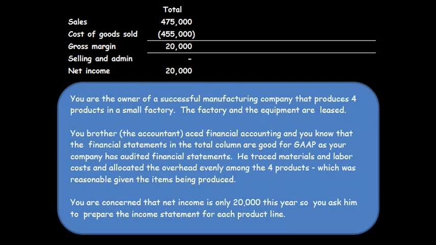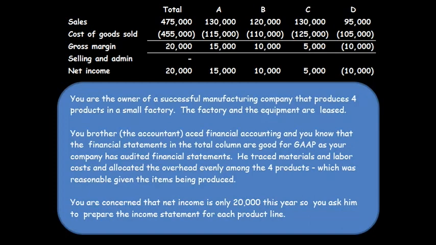Your brother runs some numbers, and he comes back with a perfectly presented summary of net income by each of the 4 products. Let's take a look at it. Here it is. You can see that product A produced a profit or net income of $15,000. B produced net income of $10,000. C produced net income of $5,000. And product D isn't looking so good. Product D actually produced a loss of $10,000.